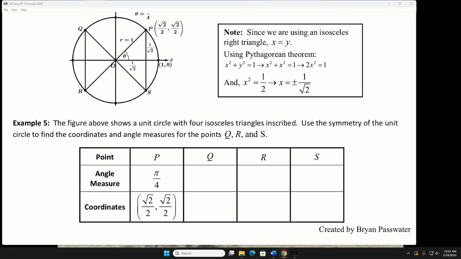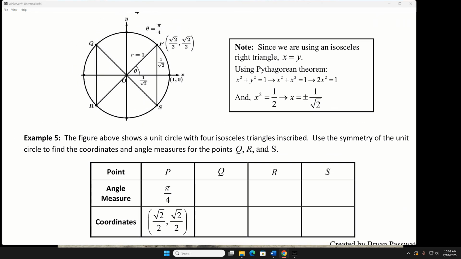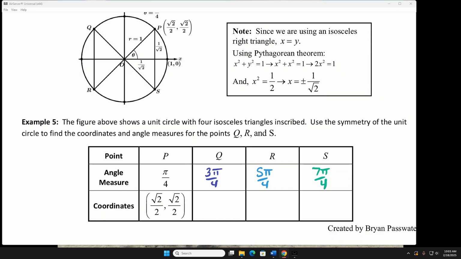So when we're doing the pi over 4 angles, do you guys remember the shortcut I told you as you go around? It's the next odd number, pi over 4. And so for Q, it's going to be 3. R is 5. And S is 7. Okay. And then same thing, we're going to apply the negatives where it's appropriate.